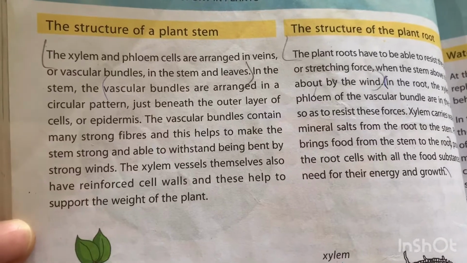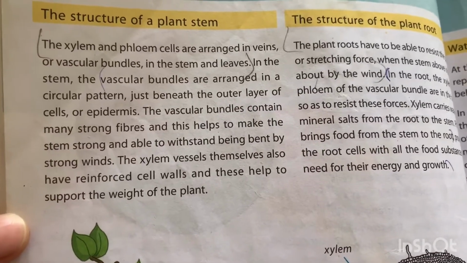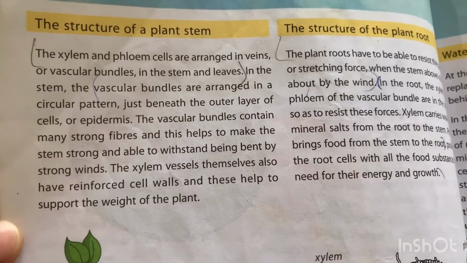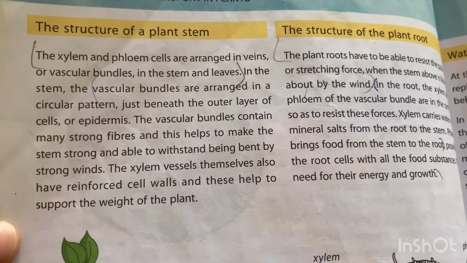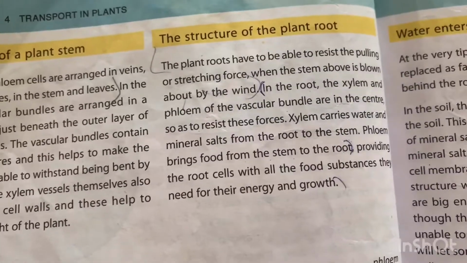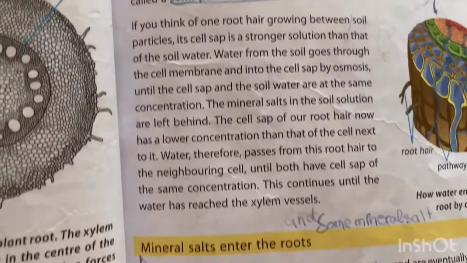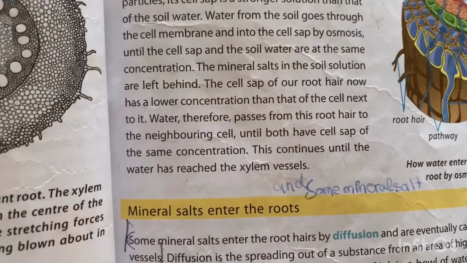Assalamualaikum class. Today we're going to have our 8th lecture of unit number 4, transport in plants. Our topics for today are the structure of a plant stem and the structure of a plant root. Water enters the plant. Mineral salts enter the root.